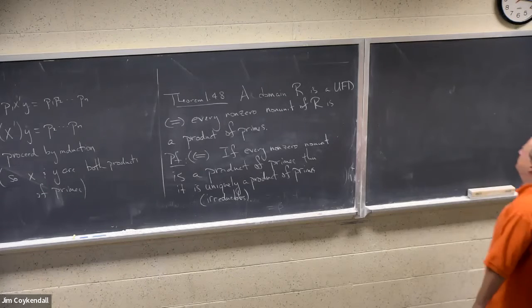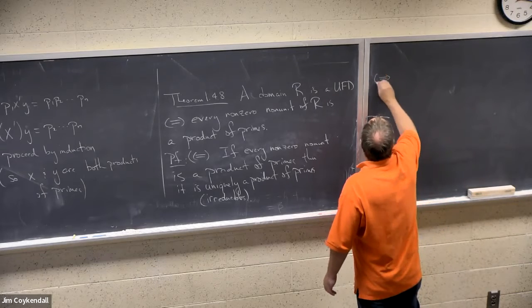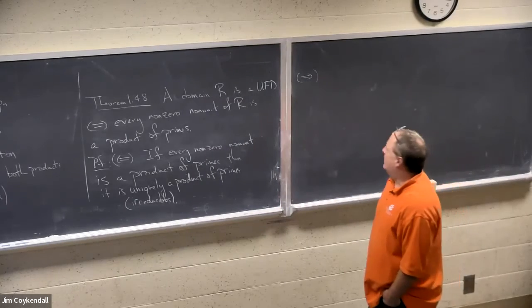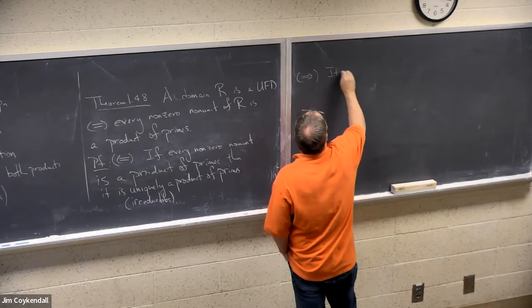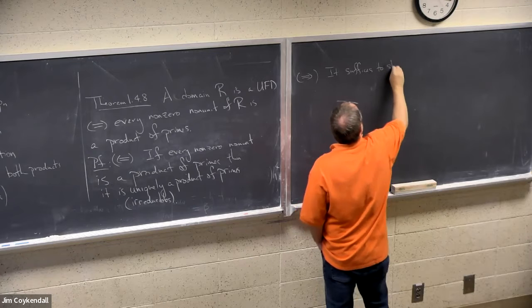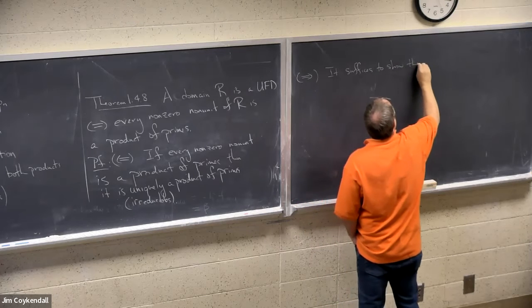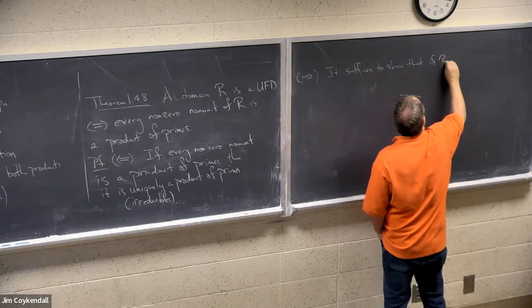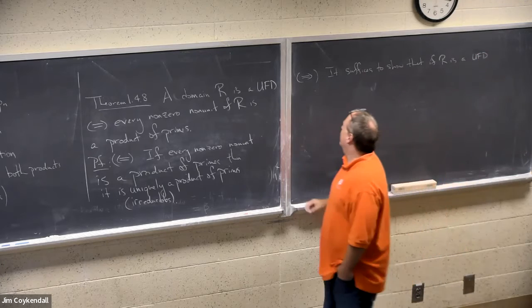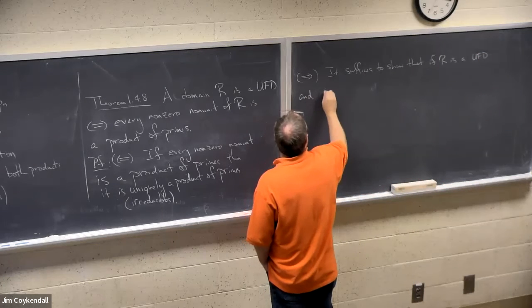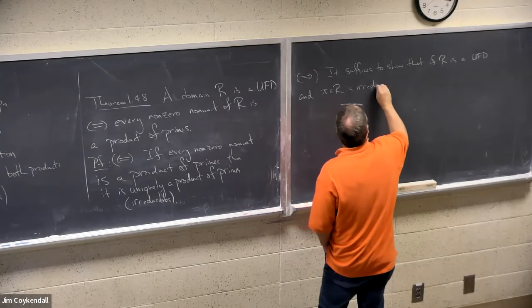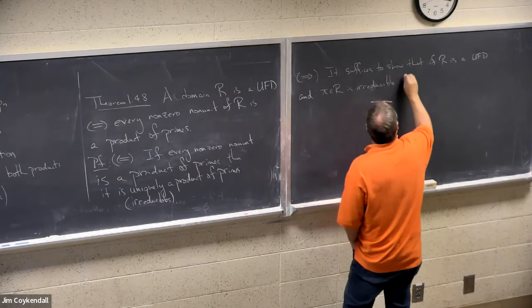The other direction. Suppose R is a UFD. It suffices to show that if R is a UFD and the element in R is irreducible, then it is prime.